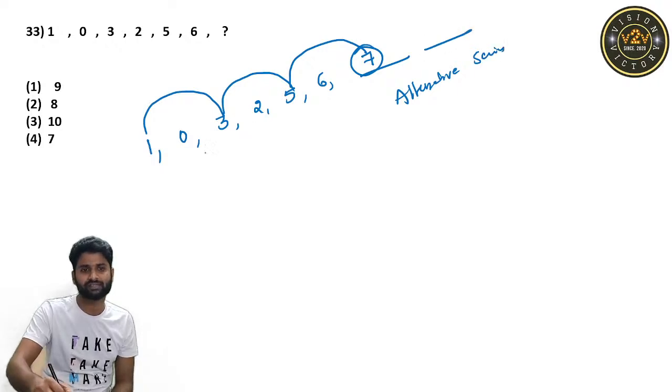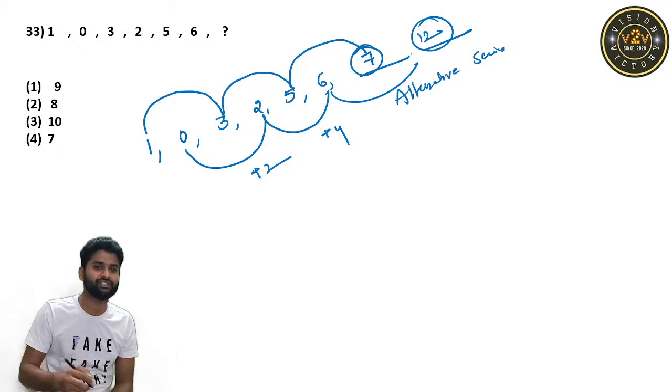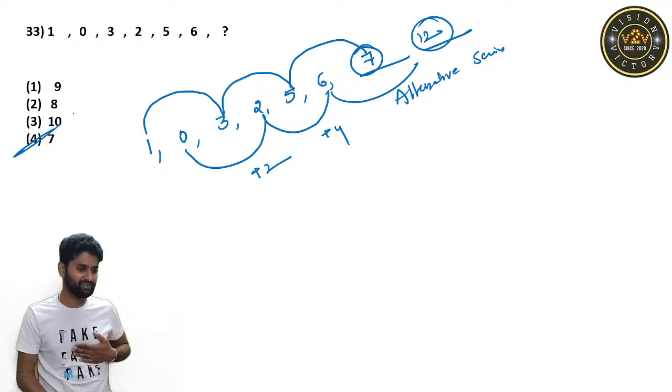If you want the next number in the other series, see 0, 2, 4, it's plus 2, plus 4, and plus 6. If you want a further number, it will be 12. But according to the question, you have to choose your answer as 7. 7 is the correct answer.